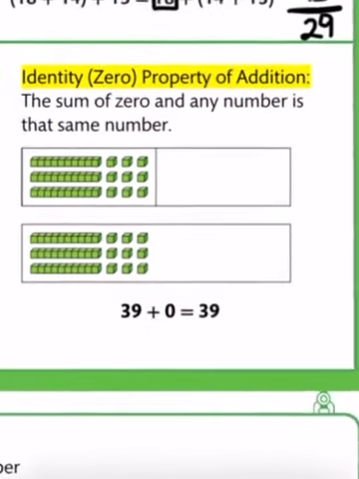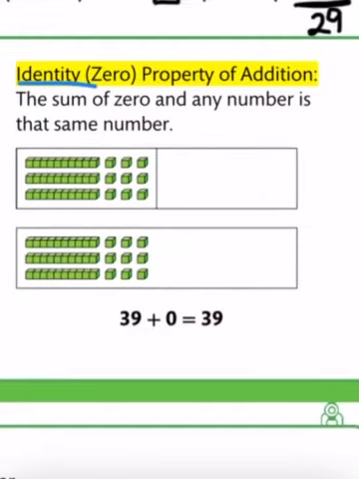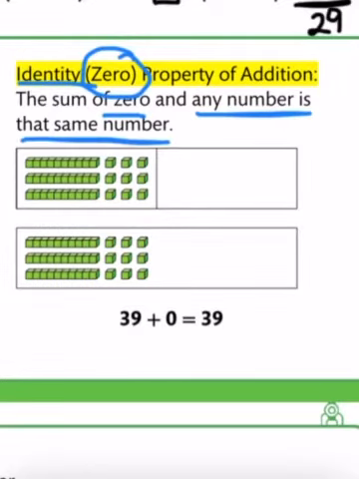And finally, the identity property of addition. That's also the zero property of addition. The sum of 0 and any number is that same number. 39 plus 0 is 39. So the identity doesn't change when you add 0. The identity of 39 stays the same. When we add 0, it's still 39.